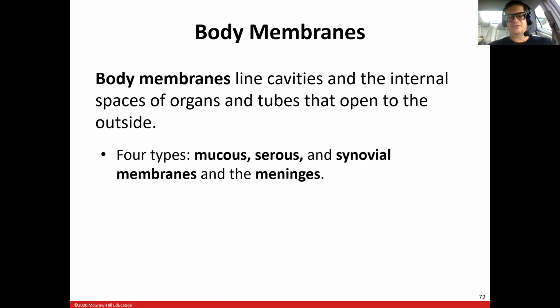Synovial membranes, those are ones we find in joints. They keep fluid inside the joint capsule. And meninges are the ones around the brain. We're talking about things like the dura mater, the intimate layer of the pia mater, and the arachnoid layer.